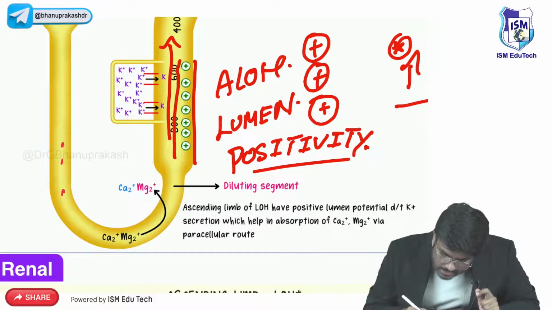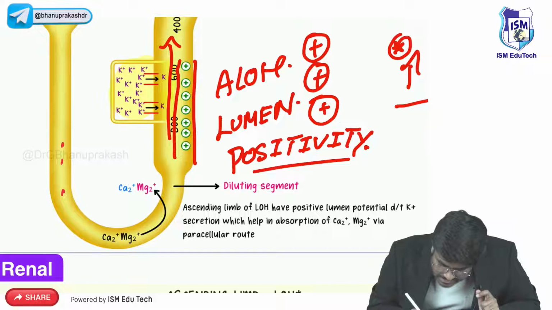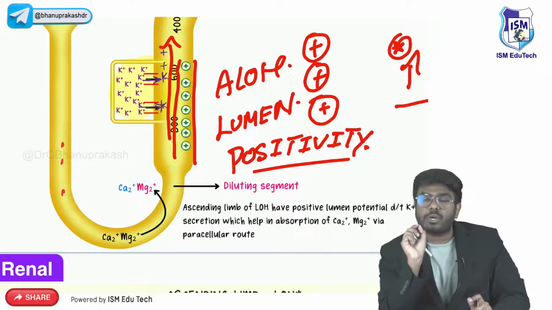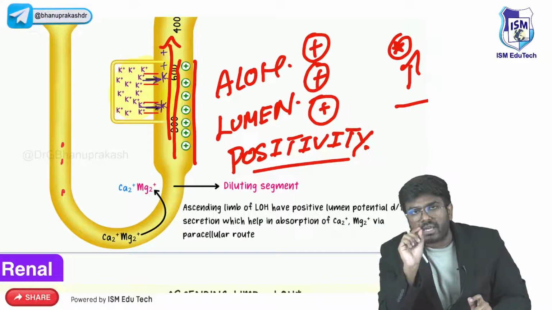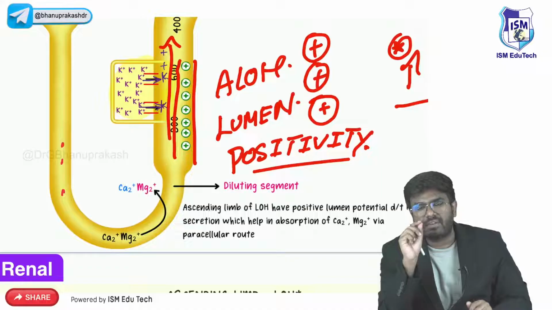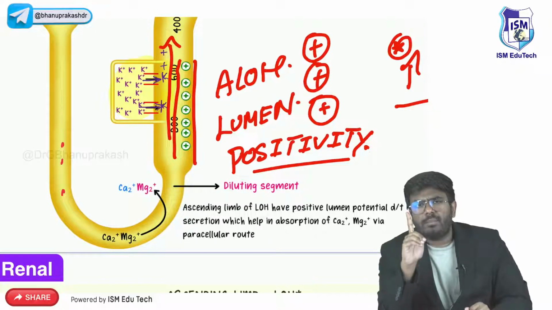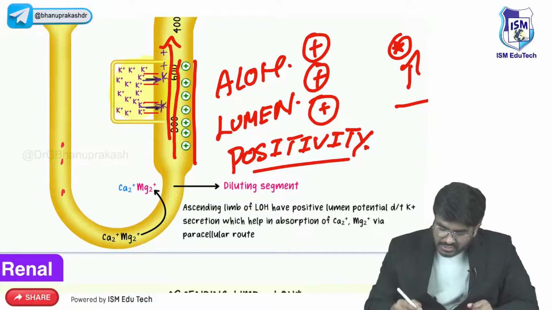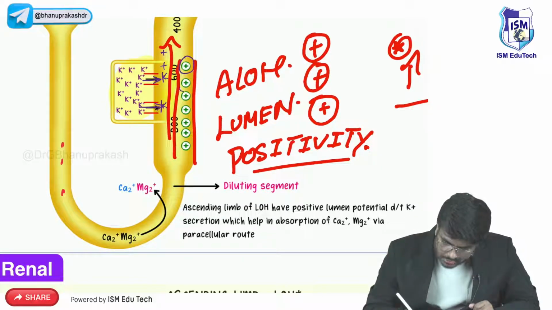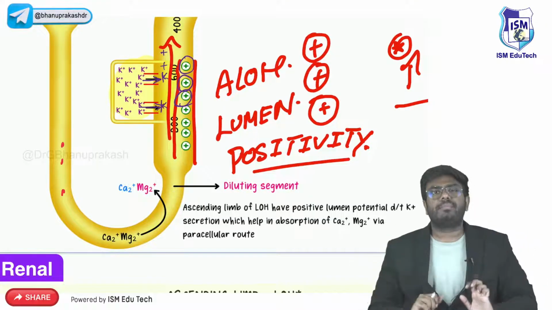It is because, see, the potassium is going to leak. This potassium from the cells will leak into the ascending limb of loop of Henle. Potassium is a positive ion. So because of the potassium, the ascending limb of loop of Henle has luminal positivity. Again I am repeating, the luminal positivity in the ascending limb of loop of Henle is because of the leakage of which ions? Potassium ions. Okay, well and good.